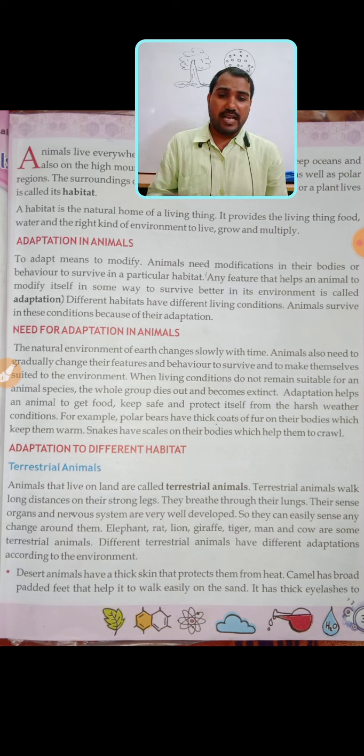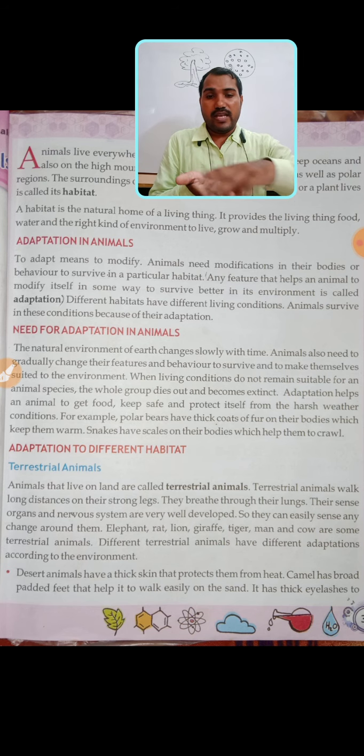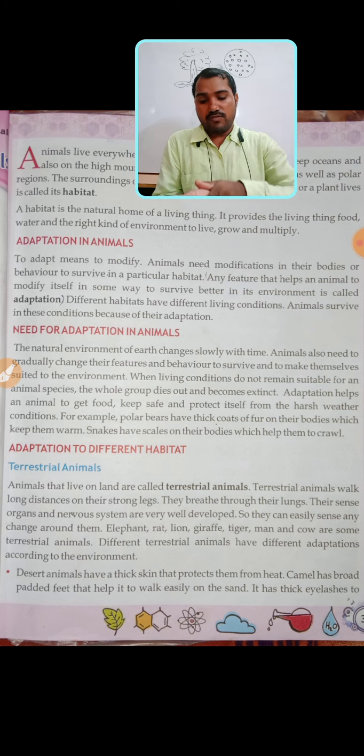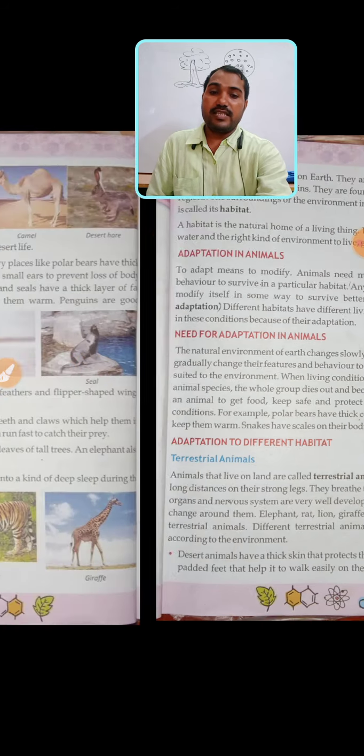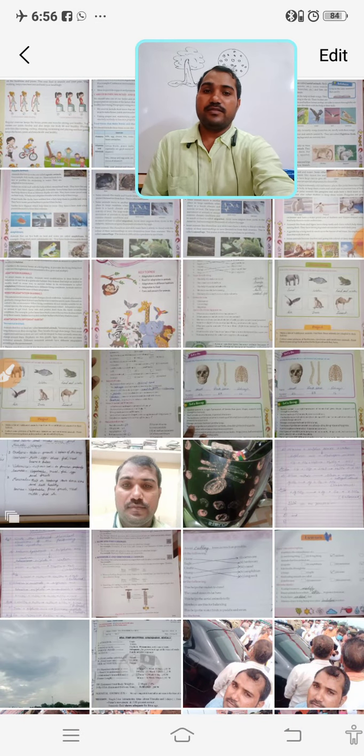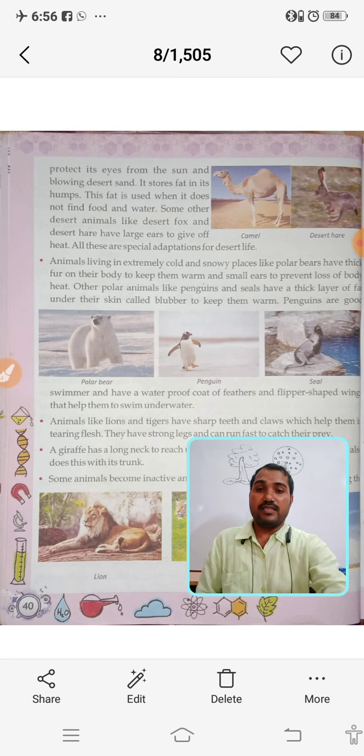If we discuss the camel, you may get a question: give any three characteristics of the camel by which it can survive in the desert area. You can say that the camel has broad padded feet that help it walk easily. Its feet are very broad, so on the sand it will not sink in. It has thick eyelashes to protect its eyes from the sun and blowing desert sand.